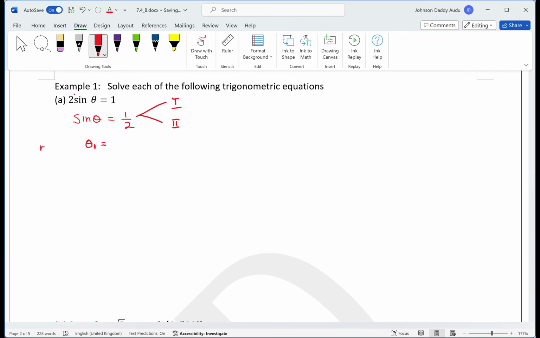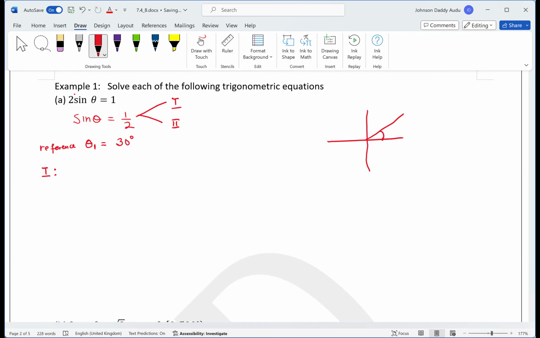The reference angle is usually an angle in the first quadrant. Let me write it here, very clear. It should be an angle in the first quadrant whose sine is half. And we know that this is nothing but 30 degrees, right? Because sine 30 is 1 over 2. So if we are in the first quadrant, what does that mean? It means we are like this. So this is the first quadrant, and this is our reference.